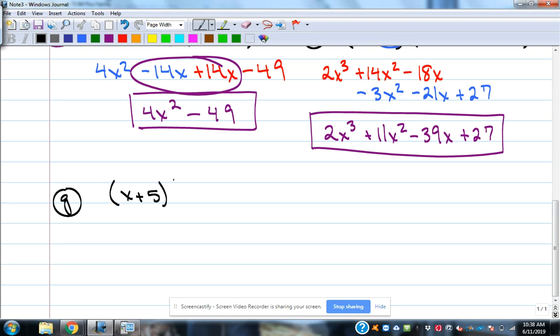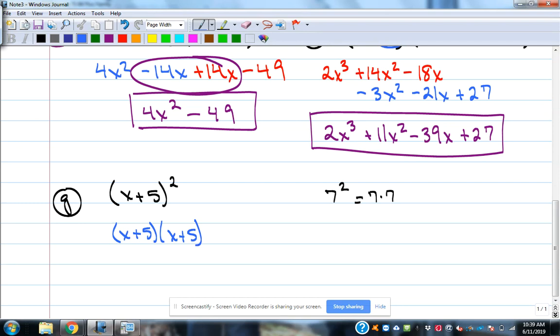X plus 5, and then you'll hear it said quantity squared. X plus 5 quantity squared. That just means squaring the thing that's in parentheses. What does it mean to square something? If I told you to do 7 squared, what would you do? Yeah, you would do 7 times 7. When I say x plus 5 squared, you would do the same thing. You would write out x plus 5 times x plus 5. That's what it's supposed to mean.